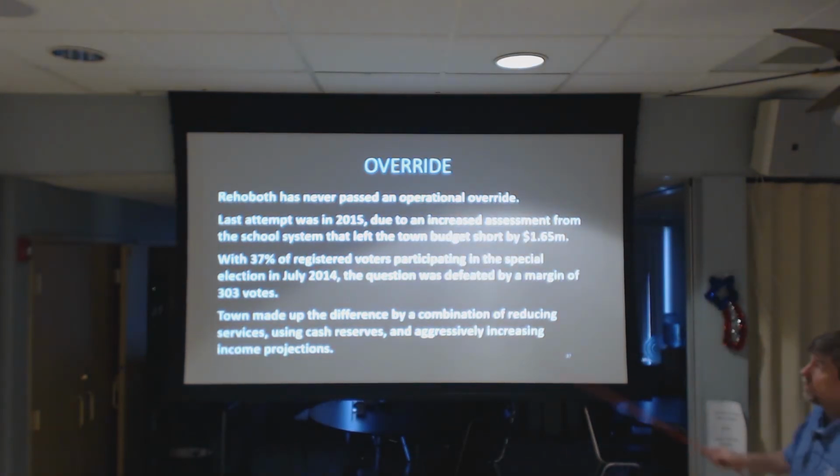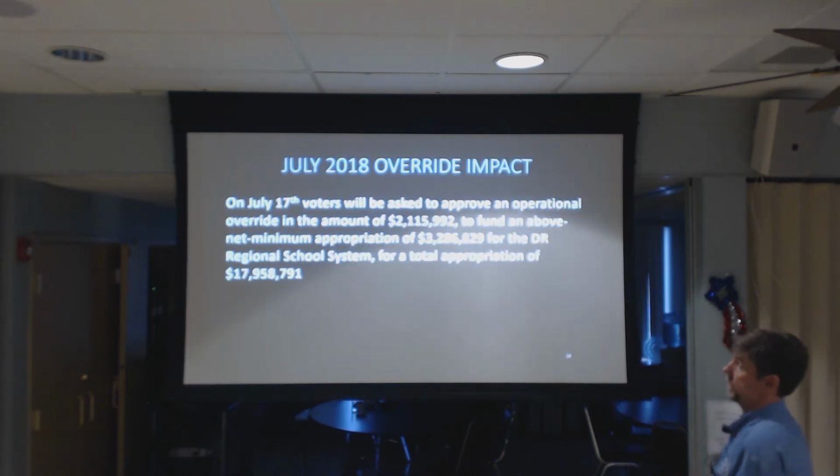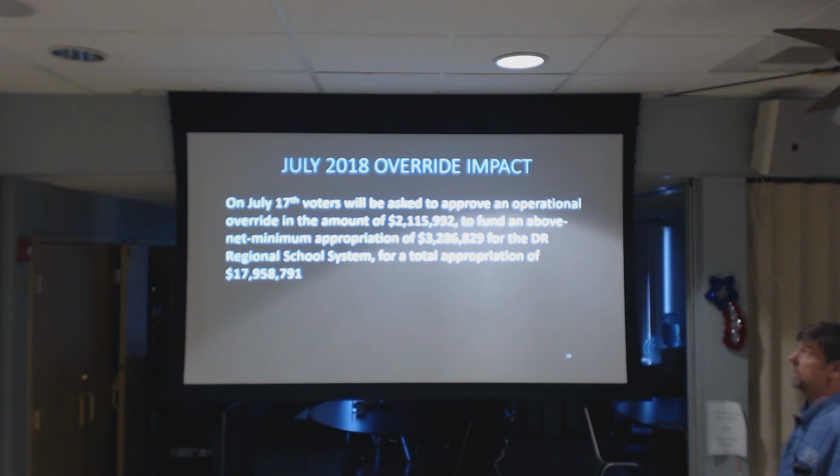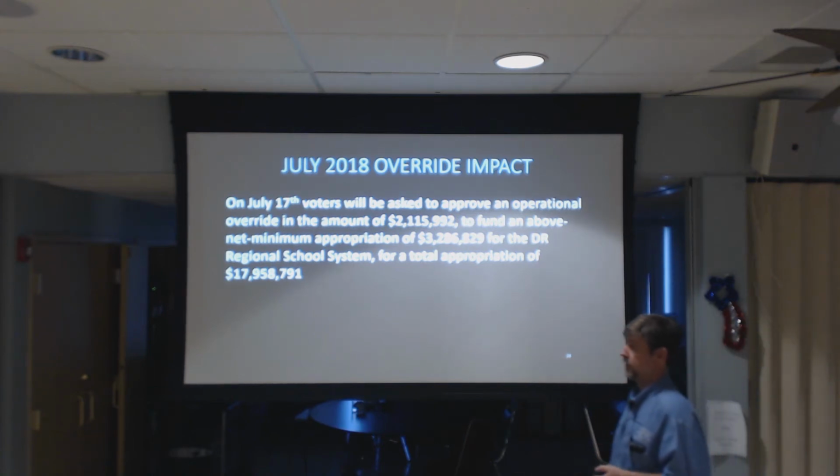In Rehoboth, we've never passed an operational override. The last time we attempted was 2015, and that failed by 303 votes. So on July 17th, you're going to be asked to approve an operational override in the amount of $2.1 million to fund an above net minimum appropriation of $3,286,000 for the regional school system, for a total appropriation of $17.95 million.